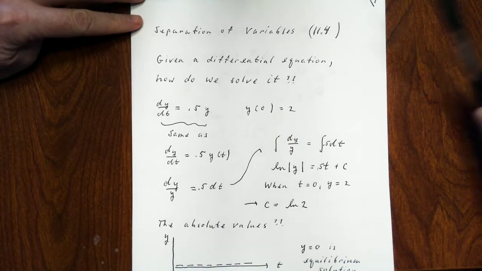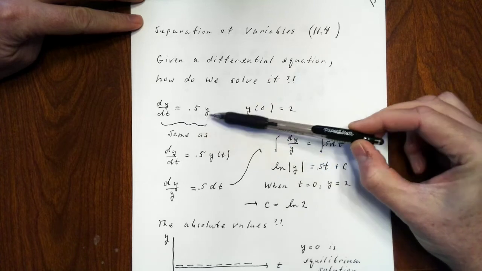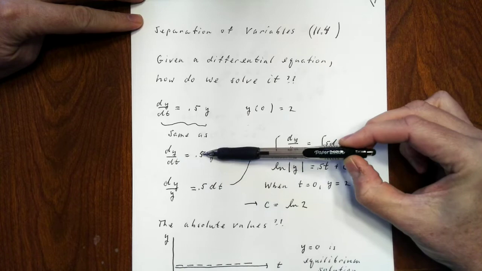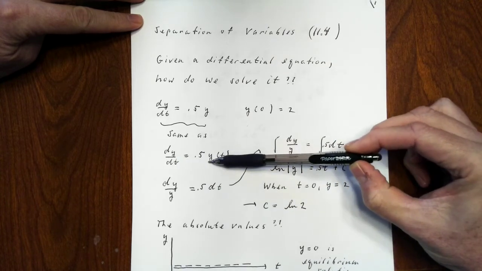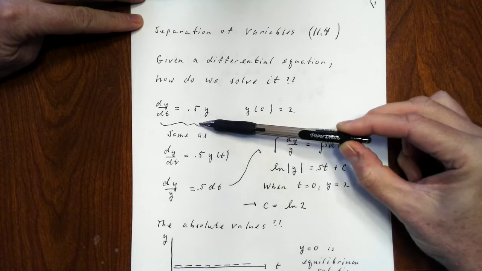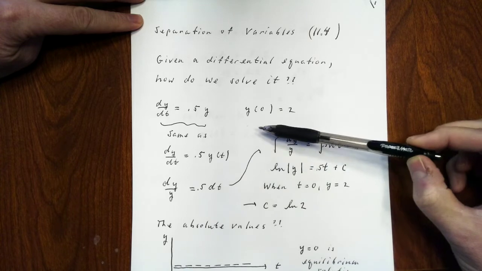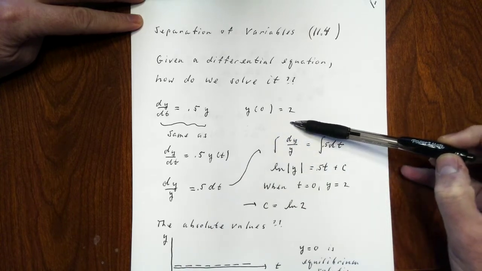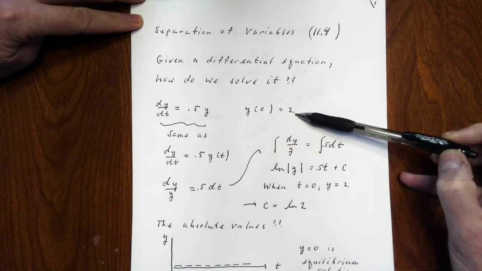solution? So we'll begin by taking a look at a simple example, dy/dt equals 0.5y. This is the same as saying dy/dt equals 0.5y of t. t is the input variable and y is the output. So we're trying to find what y of t is. We're trying to find a formula for y in terms of t. And we're going to assume the initial value that y of 0 is 2. In other words, when t is 0, y is 2.